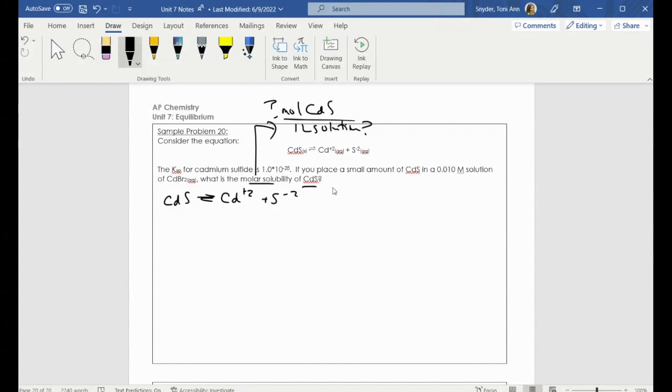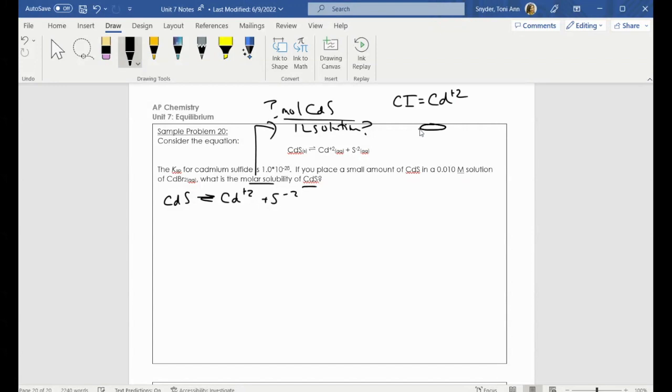What is my common ion? So I'm considering 2 solutions here. I'm placing a little bit of cadmium sulfide in a 0.010 molar solution of cadmium bromide. So clearly my common ion, I'll just put CI, is the cadmium ion.